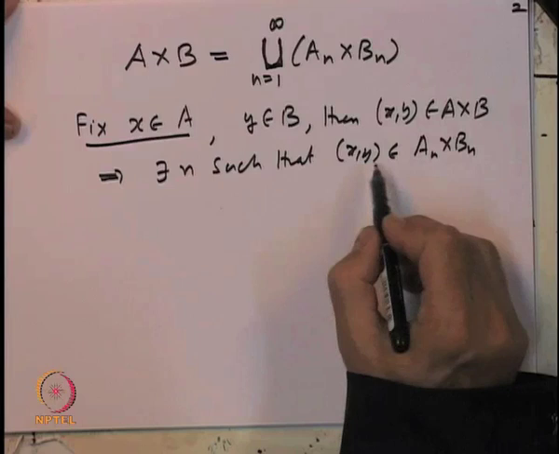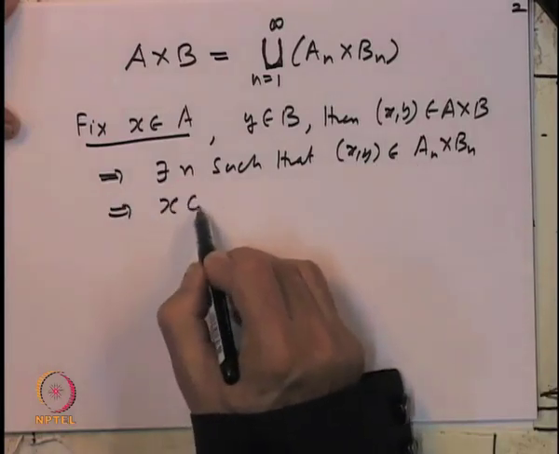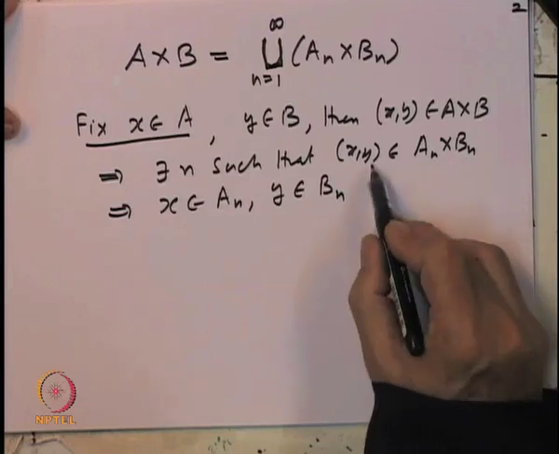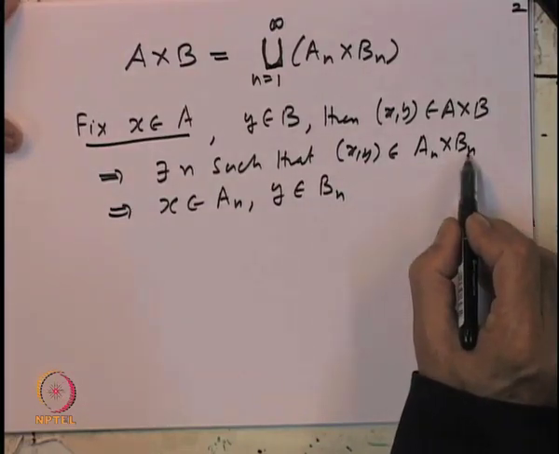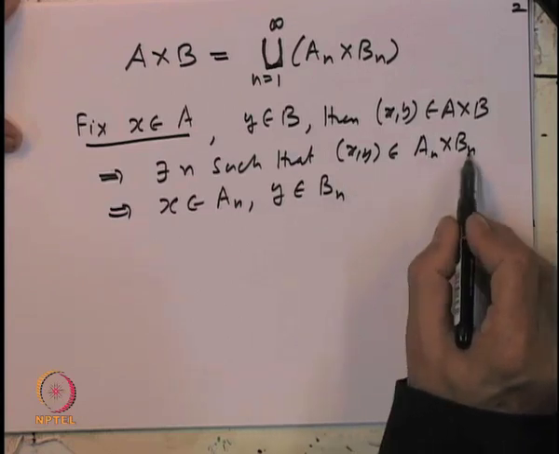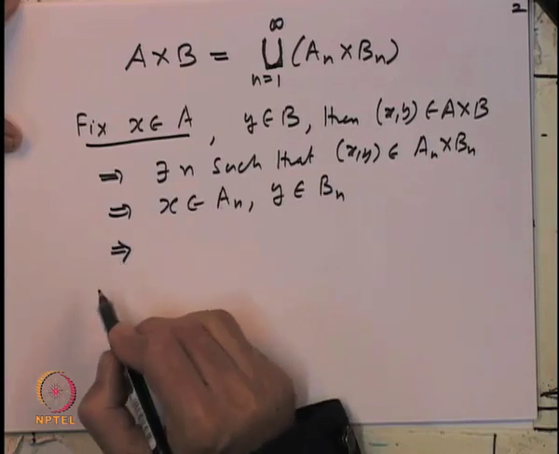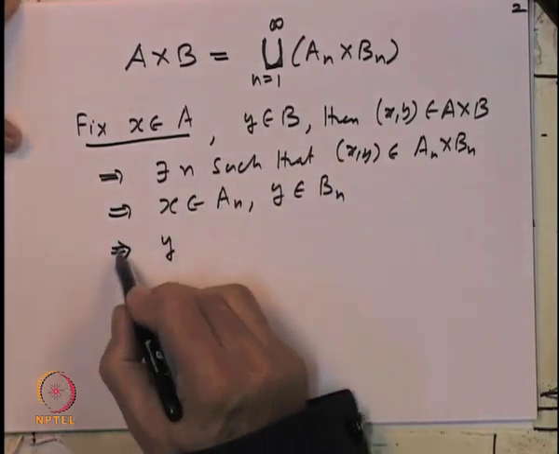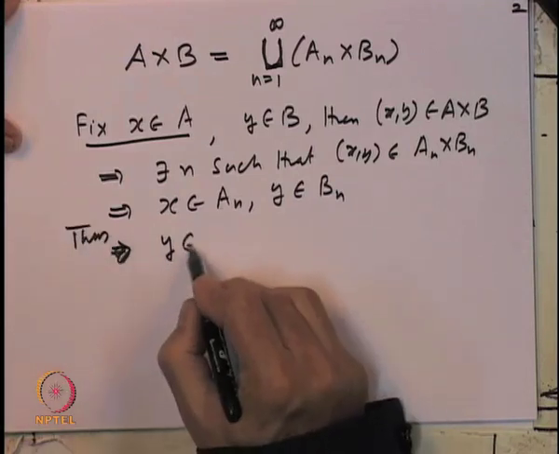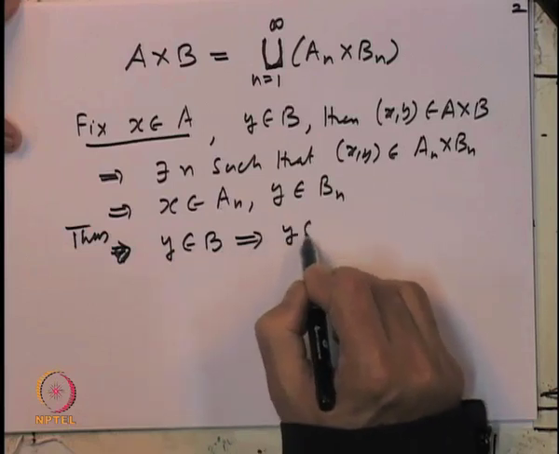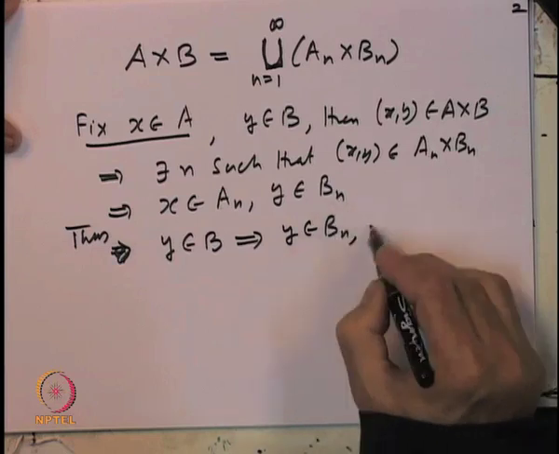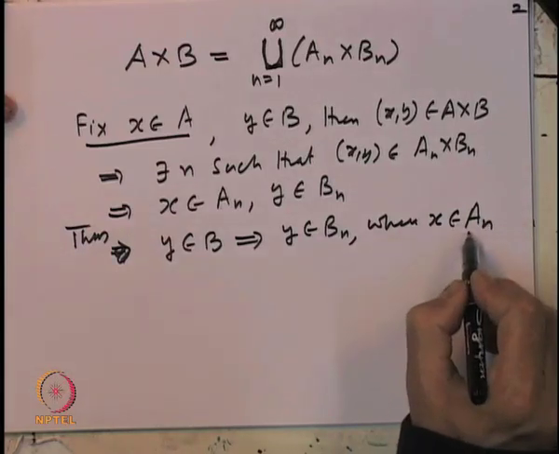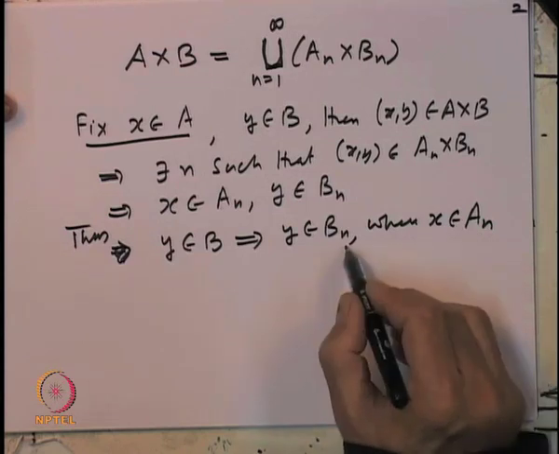But now, if this happens, that implies that x must belong to A_n and y must belong to B_n. Right. If the ordered pair x comma y belongs to A_n cross B_n, then x belongs to A_n and y belongs to B_n. But what does that imply? Thus, let us write what we have: y belonging to B implies y belongs to B_n, where x belongs to A_n. So, whenever x belongs to A_n, y will belong to some B_n.